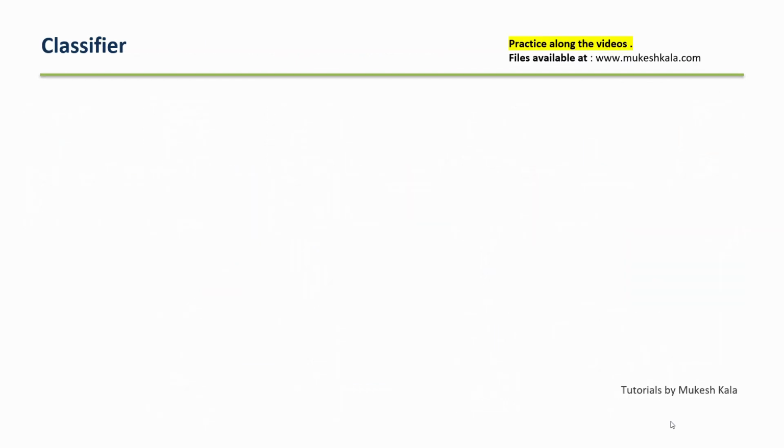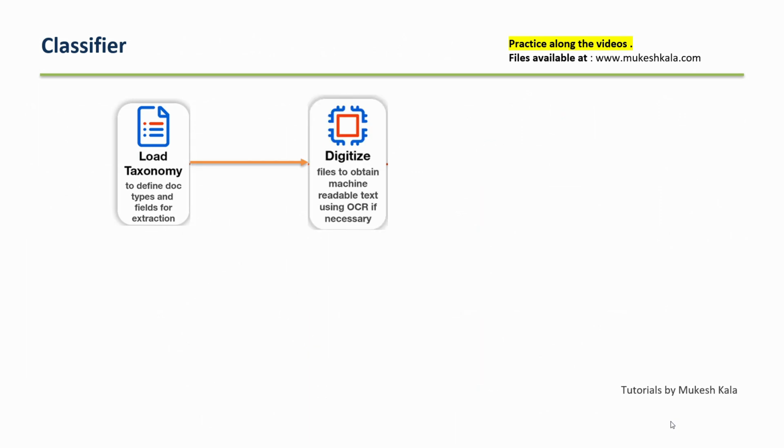Now in the document understanding series, we are focusing more on the classifier part. As all of us already know, we load the taxonomy, we digitize the document, and then we have to classify. For the classification, we focused on a topic which was the intelligent keyword classifier in the last video, where we saw how UiPath was intelligently able to generate the keywords to classify.